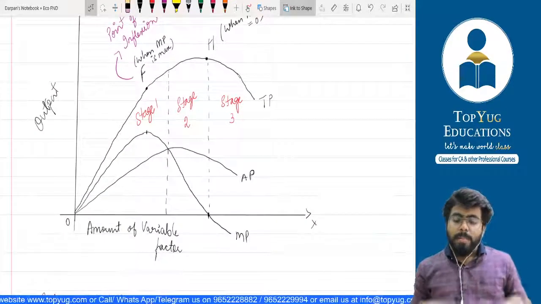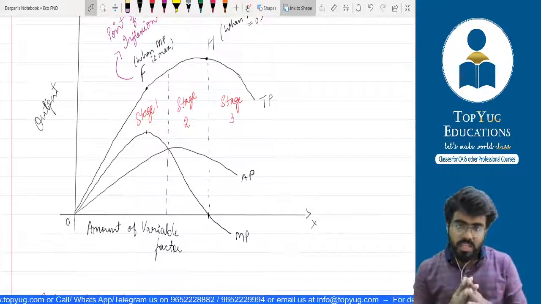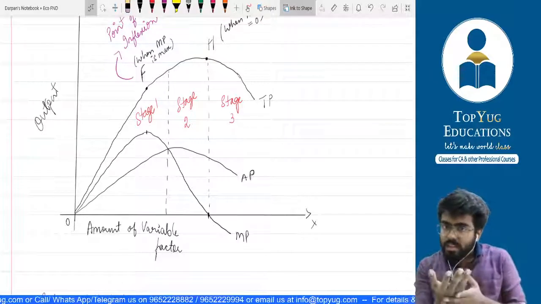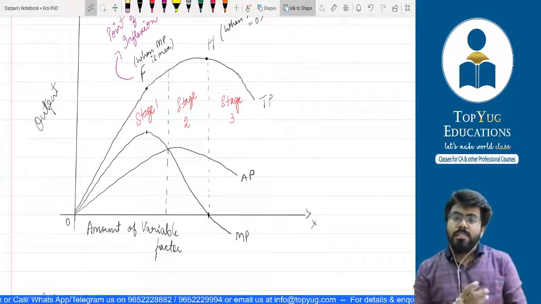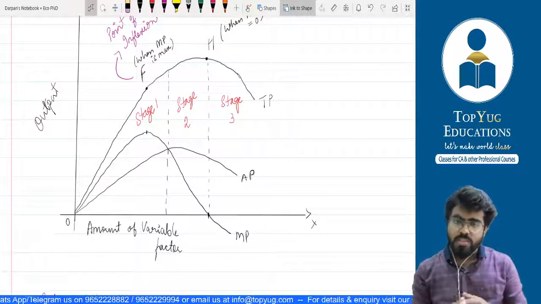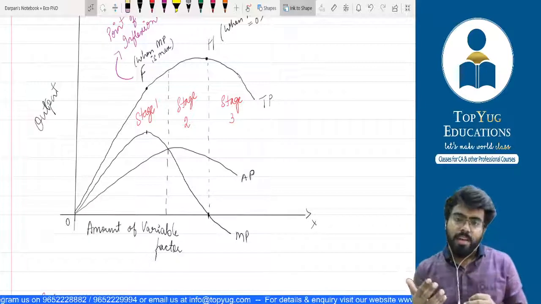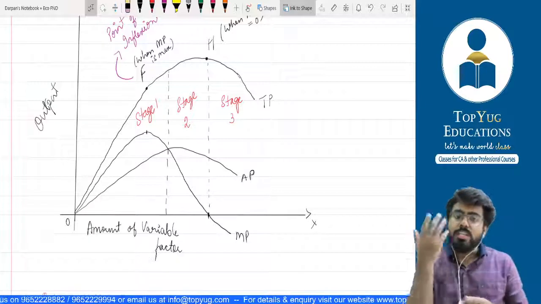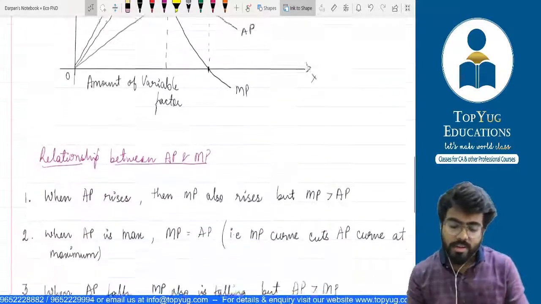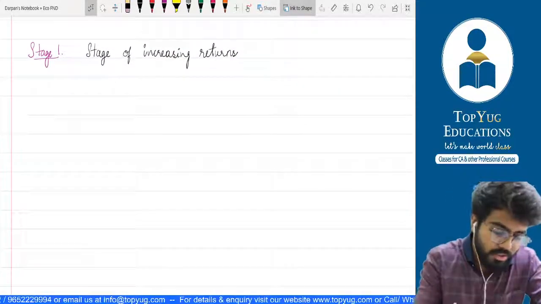In this stage, TP is rising at an increasing rate first and then at a decreasing rate. MP is rising. AP is also rising. Yes, MP has started to decrease, but it was rising for most of the stage. So what is happening? Your total product is increasing, right? Also, your average product is increasing. So that is why it is called stage of increasing returns. So write what is happening in this stage.